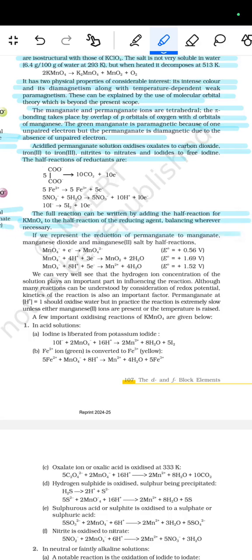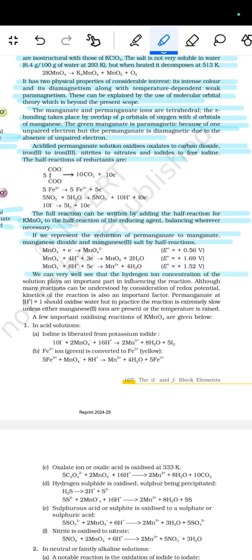If we depend on the reactions of the permanganate to manganese dioxide and manganous, the half reactions are: MnO4- plus electron gives MnO4 2-; MnO4- plus 4H+ plus 3 electrons gives MnO2 plus 2H2O; and MnO4- plus 8H+ plus 5 electrons gives Mn2+ plus 4H2O.